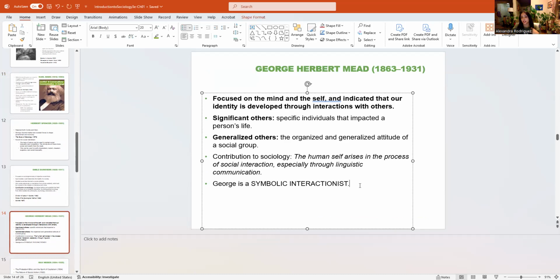When we think about symbolic interactionism, don't overthink it. It's literally the symbolism within our interactions. When we interact with people, when we talk to people, the things that we wear, all of these things are symbolic. For example, I don't have any rings on right now, but if I were to wear a ring on this finger, you don't even need to talk to me. You can assume that I'm married.